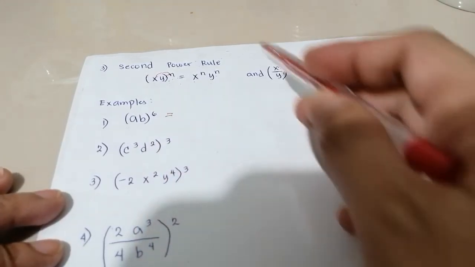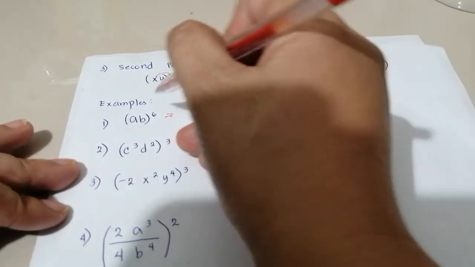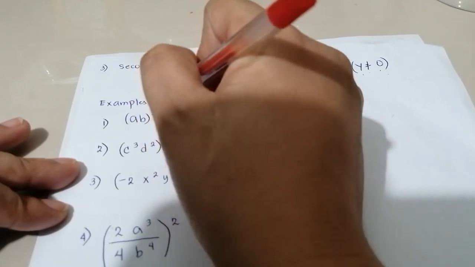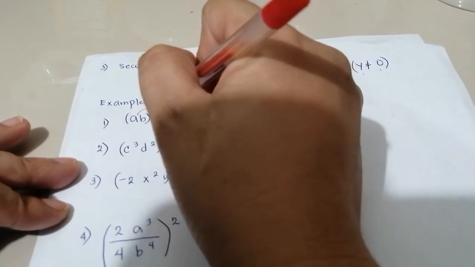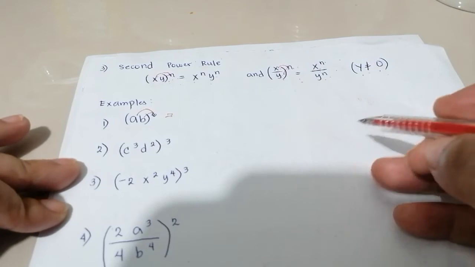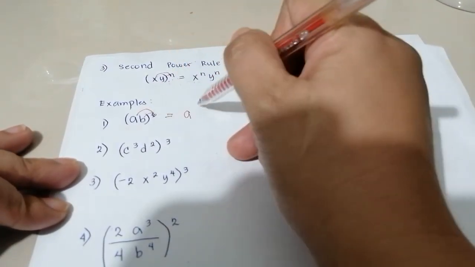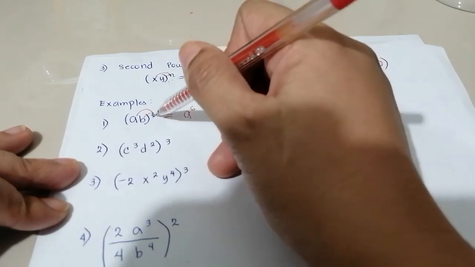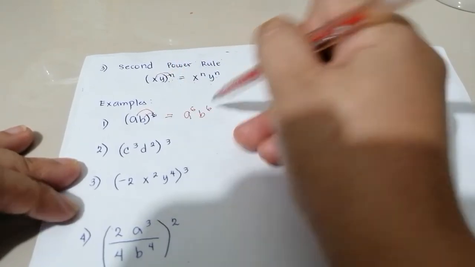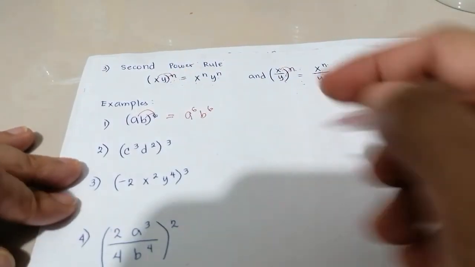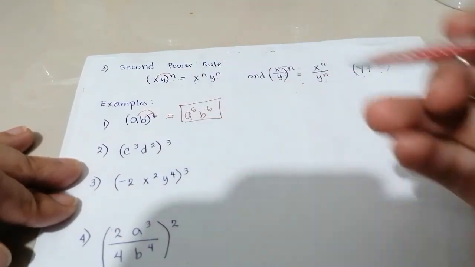So as the rule says, you need to distribute. So we are going to distribute 6 here to A and 6 to B. So ang mangyayari, magkakaroon tayo ng A raised to the 6th power, B raised to the 6th power. So that will be the answer. Okay, so yan na yung magiging sagot.